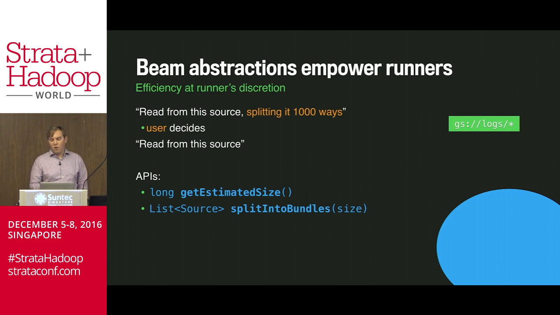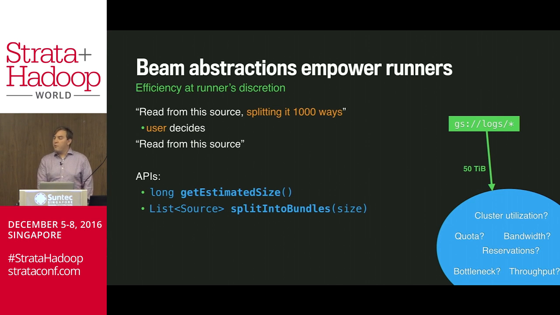So imagine the user says, hey, go read from my logs. The runner can say to the source, hey, how big is that? And it goes and stats the files, does a bulk stat, who knows what, and says, oh, this is 50 terabytes of data. Now the runner can look at the user's credentials, and at other things, like cluster utilization, the quota on my system, or per user, the amount of bandwidth that's available on the network, if there are any resource reservations now or pending, which is the bottleneck step in this job that's going to slow everything down and scale to that one, how much throughput we are going to be able to produce of different pieces of code. And based on that, it can make an intelligent decision.